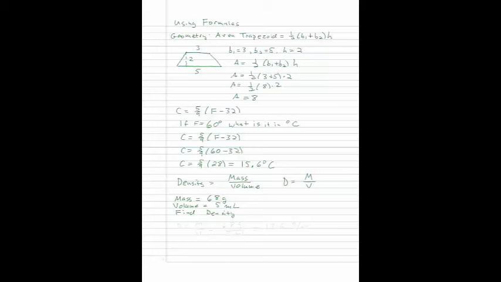So let's keep track of units this time. That becomes very important in science courses. So again, density is mass divided by volume, which in this case will be 68 grams divided by 5 milliliters. 68 divided by 5, grabbing the calculator, gives us 13.6. And the units of density in this case will be 13.6 grams per milliliter.